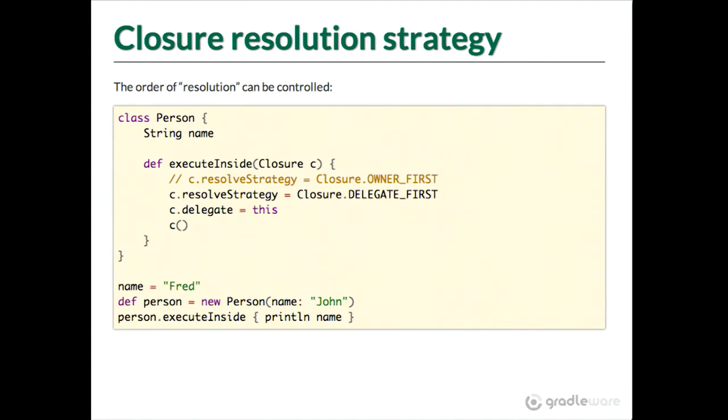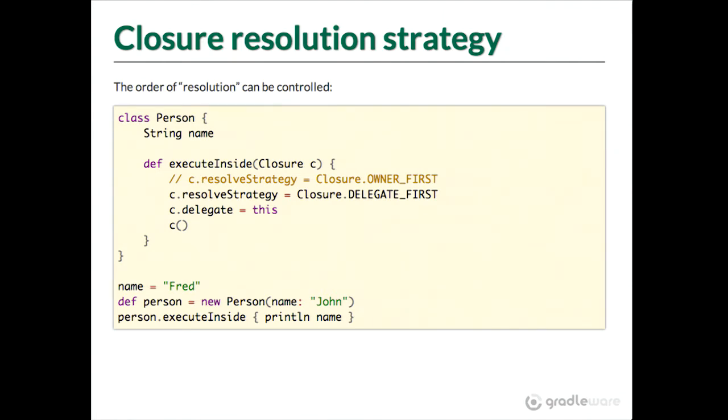So here the resolve strategy is set to delegate first rather than the commented out owner first. I set the delegate to this, and then I call the closure. So here, even though I've called my print line name closure, referencing name, because I said delegate first, it's not going to be Fred, as it was before. It is going to be John. Does that make sense? If I switch this around, it'd be the other way around.